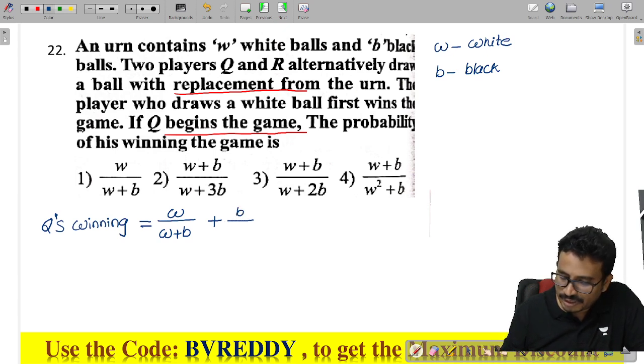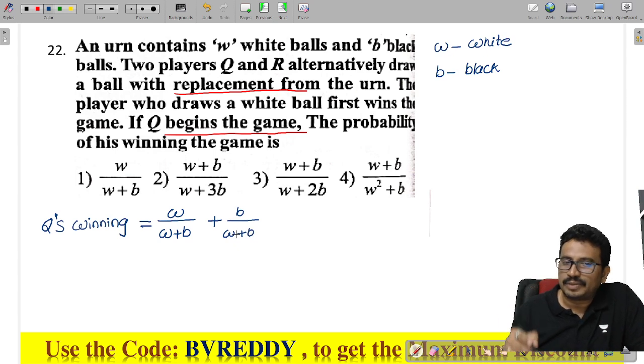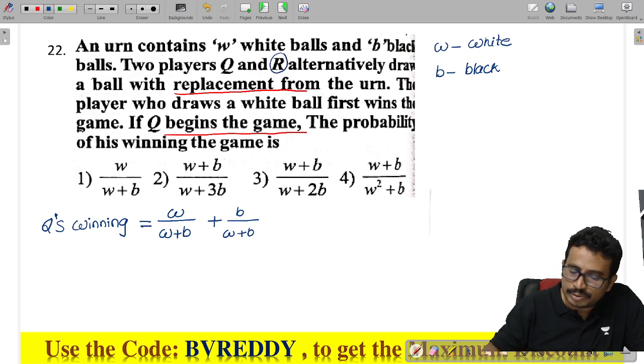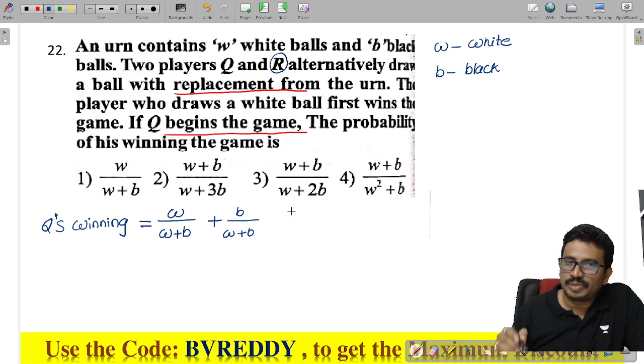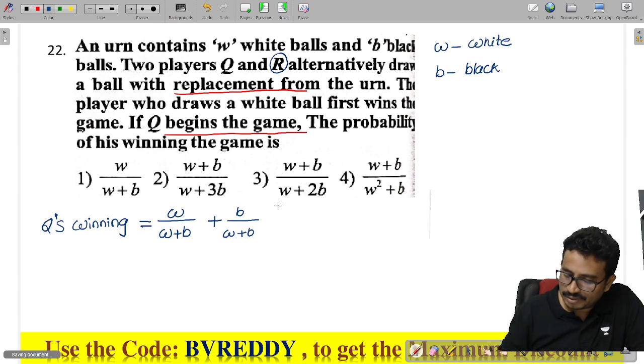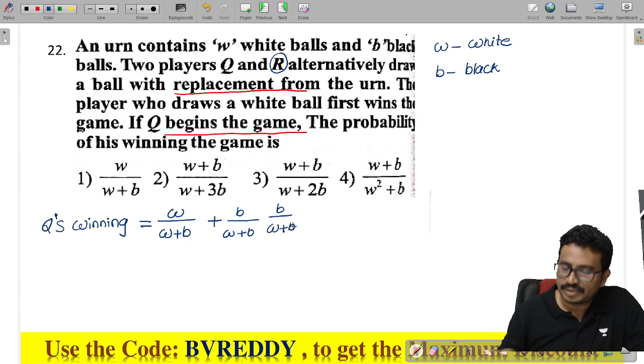What is the probability of getting a black ball the first time? That is B by W plus B. Now this is the failure of Q. Again, when the chance comes to Q, provided R has to lose. What does R losing mean? He should not get a white ball, he has to get a black ball. So the probability of getting a black ball again, the ball being replaced, is B by W plus B.